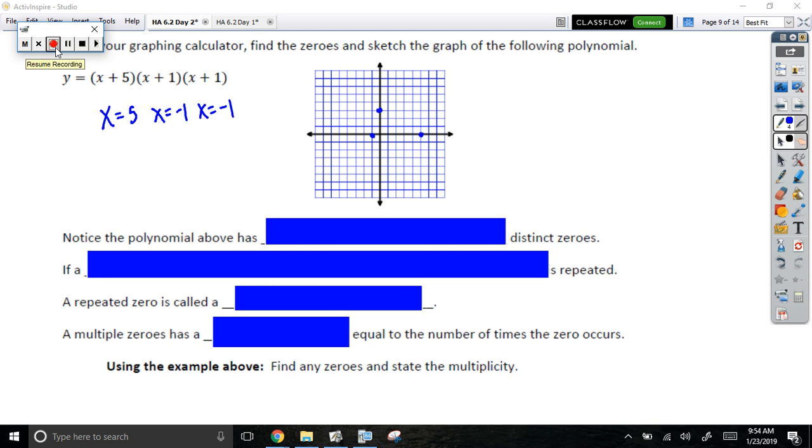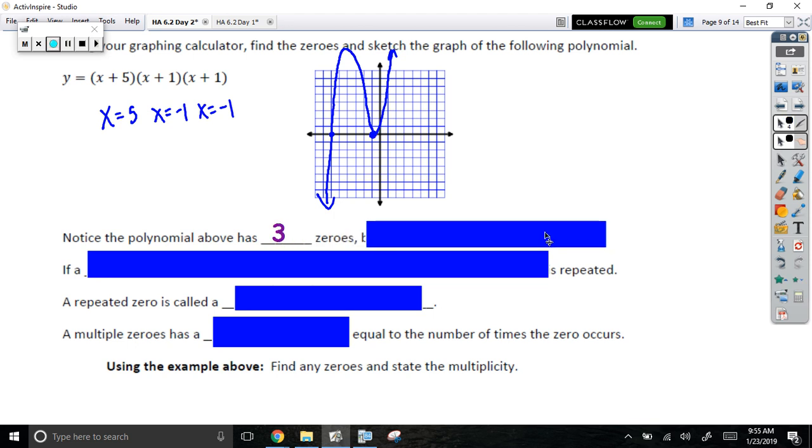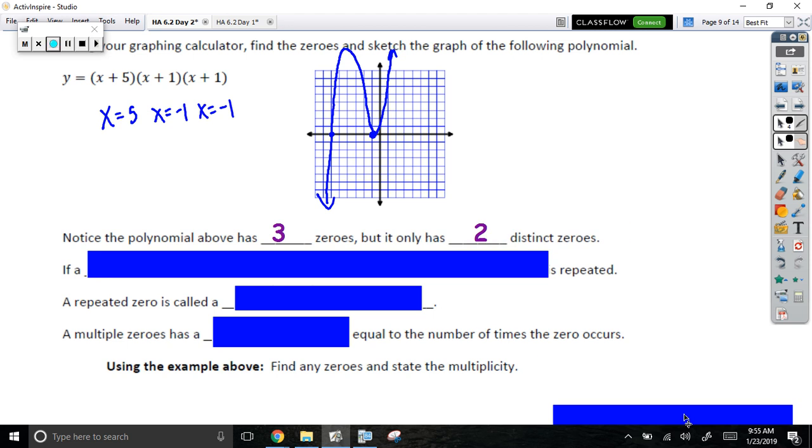Then so it goes up. Oh, I didn't do that very well. Oh, I plotted, it should be negative 5. There we go, that's right. Negative 1 and negative 1. Okay. So it goes up really high, off your grid probably, comes down, hits, and then it turns around and goes back up. Okay? So it looks like you only have 2 zeros. But technically you should have 3 because it's a cubic. So notice that the polynomial above has 3 zeros, when we listed them, 1, 2, 3, but only 2 distinct zeros, meaning different. Okay?